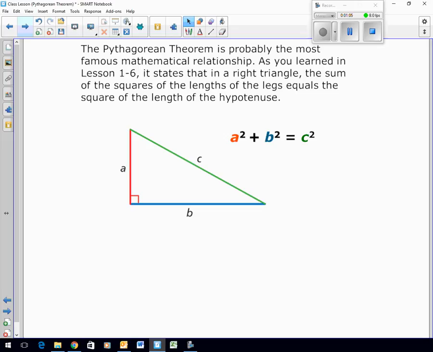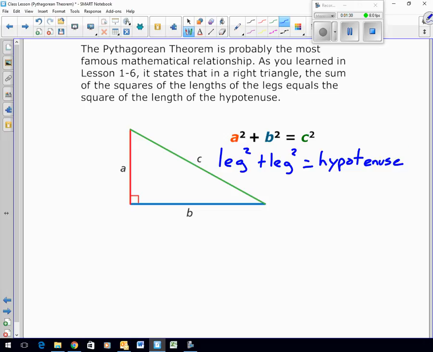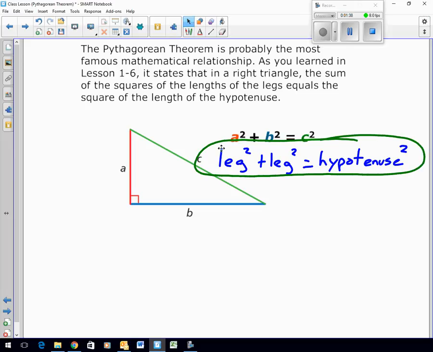If you look on your formula sheet, in the upper right-hand column, you'll see the Pythagorean theorem: a squared plus b squared equals c squared. However, this is how you need to remember the Pythagorean theorem: leg squared plus leg squared equals hypotenuse squared. That is how I want you to remember it. Leg squared plus leg squared equals hypotenuse squared.